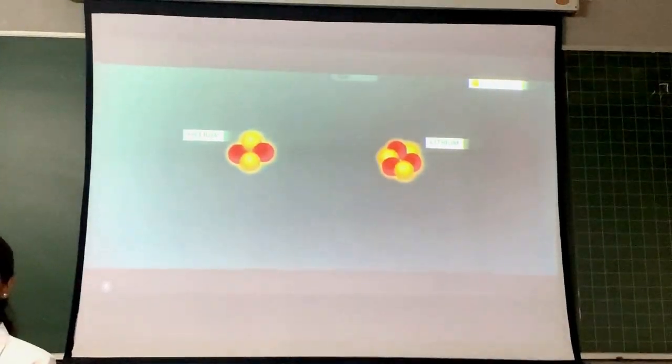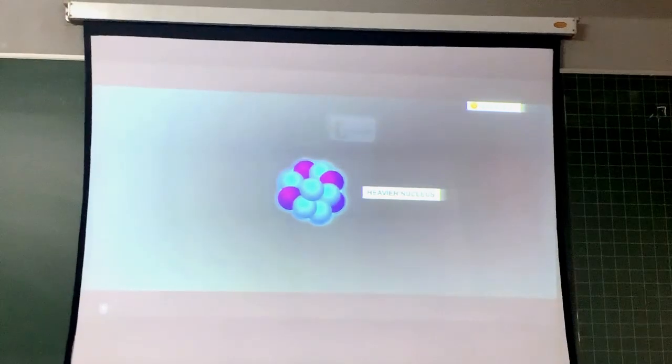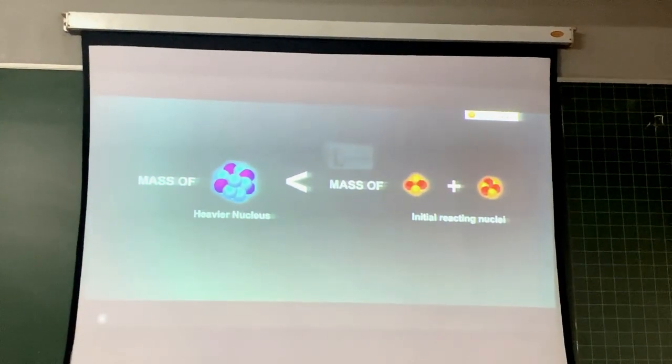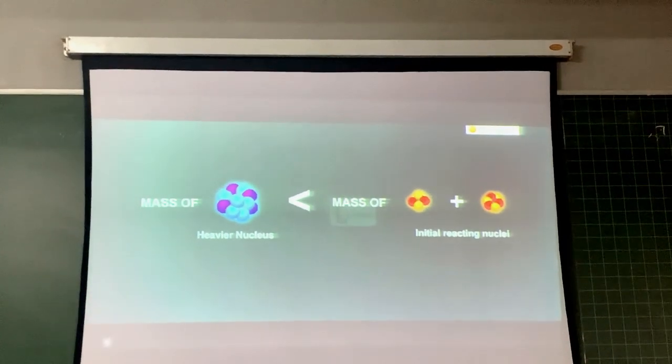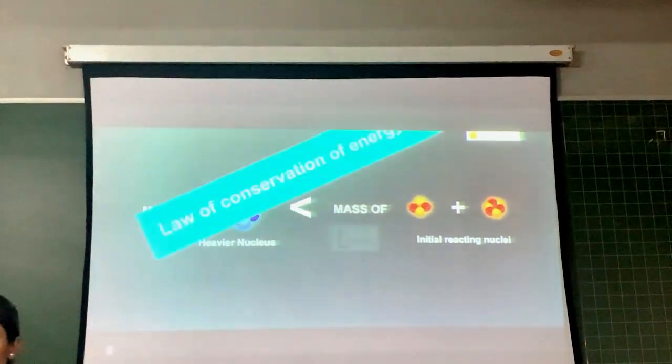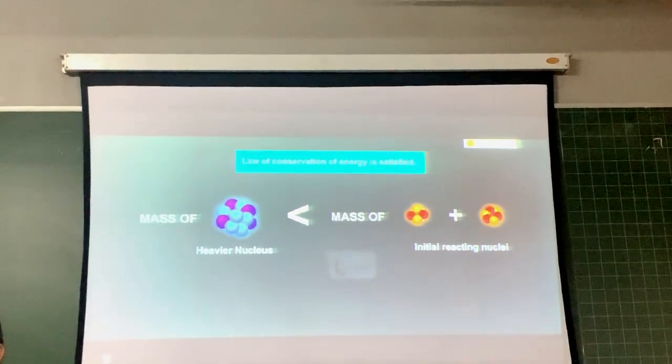For example, lighter nuclei such as lithium and helium, when combined together, form a heavier nucleus. The mass of the heavier nucleus is less than the initial reacting nuclei. The word heavier here is phrased in terms of energy release, which is usually very enormous, rather than mass. Therefore, the law of conservation of energy is satisfied.